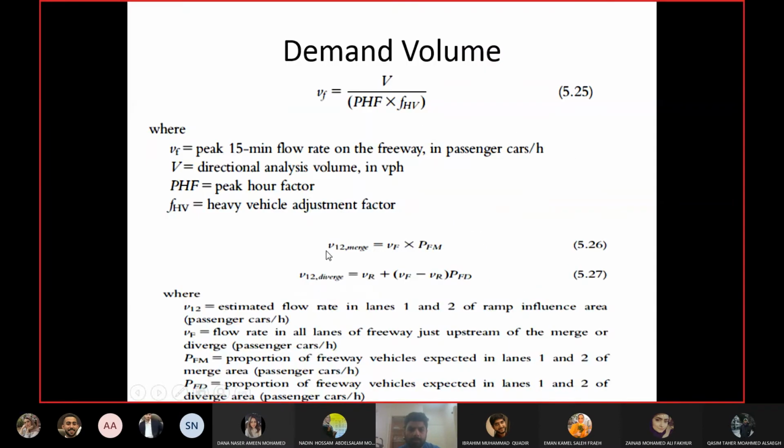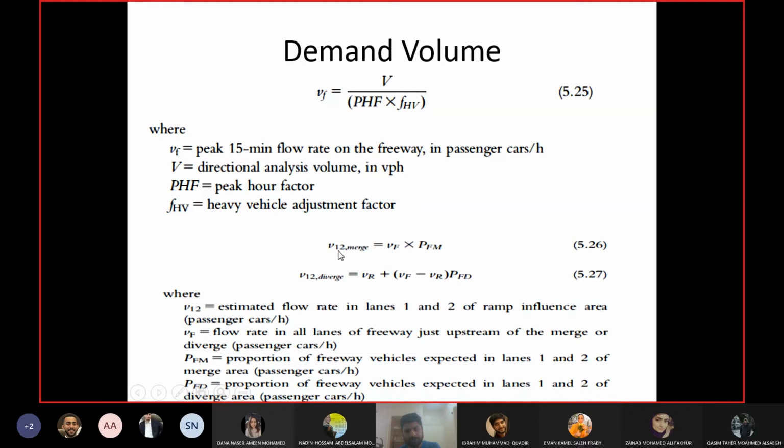Okay, so once you have the flow rate for the freeway, then you need to calculate the flow rate in the two adjacent lanes of the ramp. So we are calling it V12. V12 means the flow rate in the two adjacent lanes of the ramp, because we said the other lanes will be unaffected by the flow of the ramp.